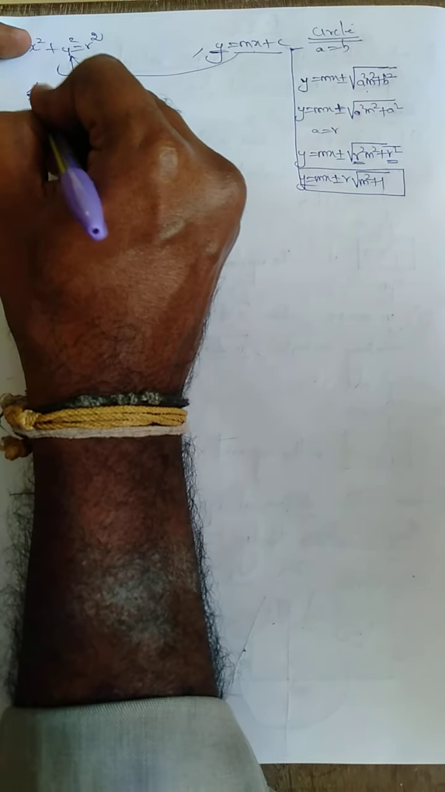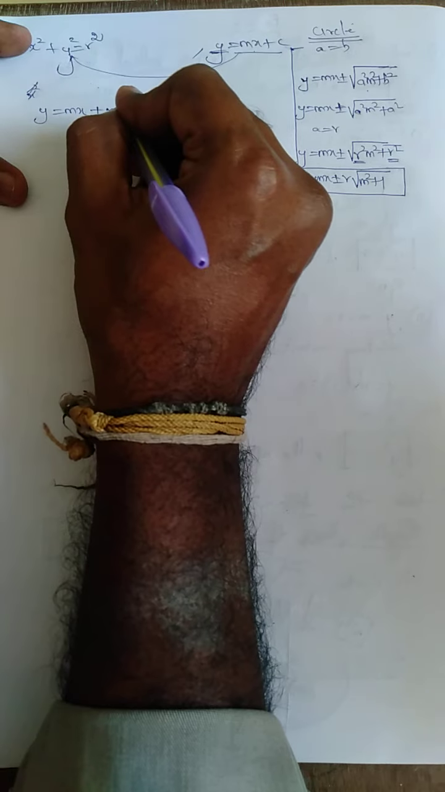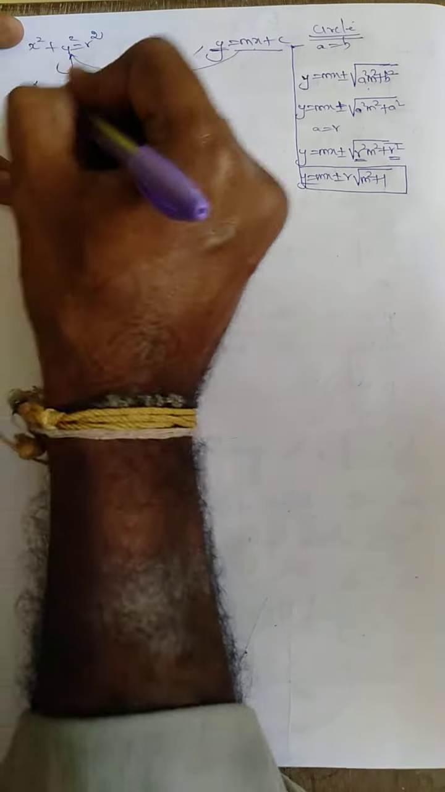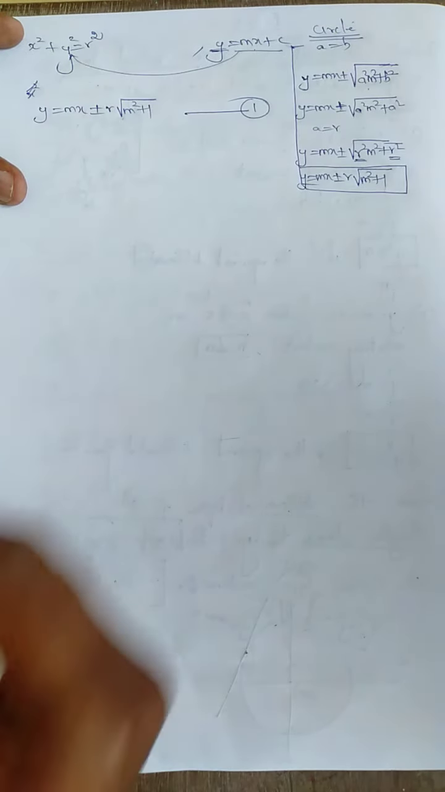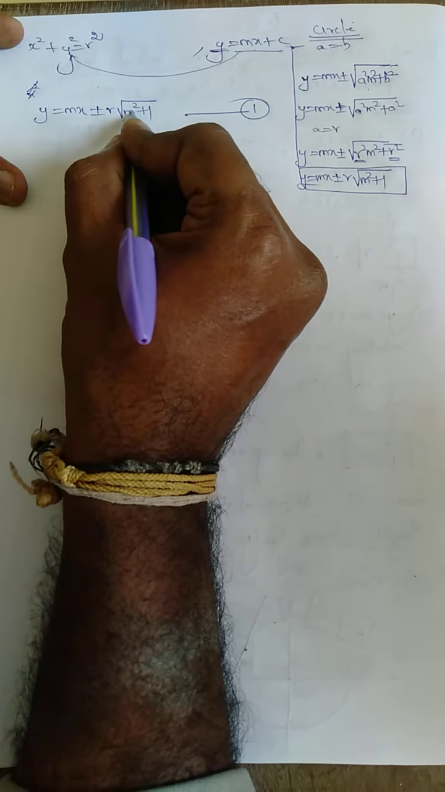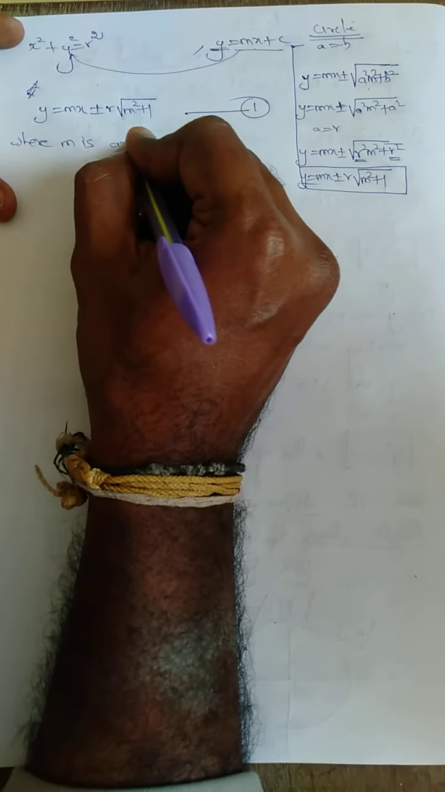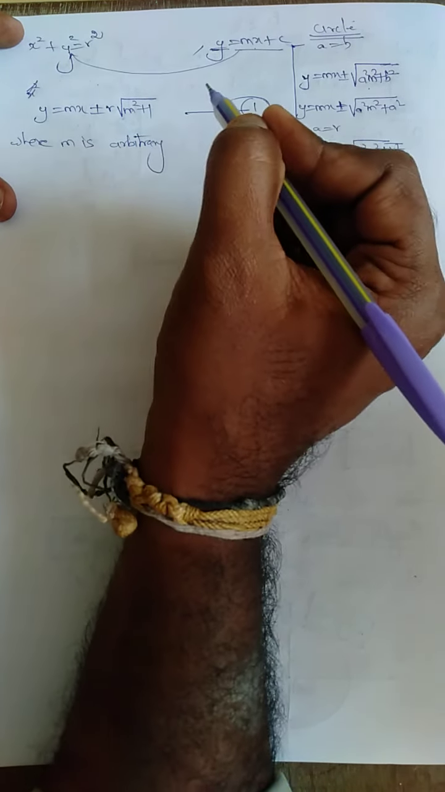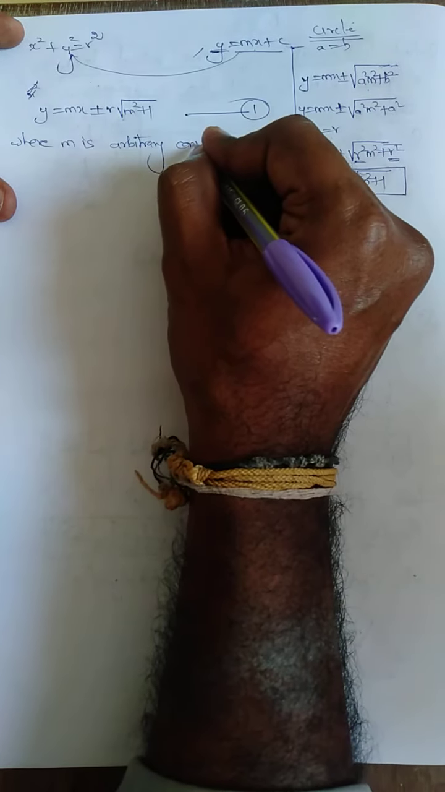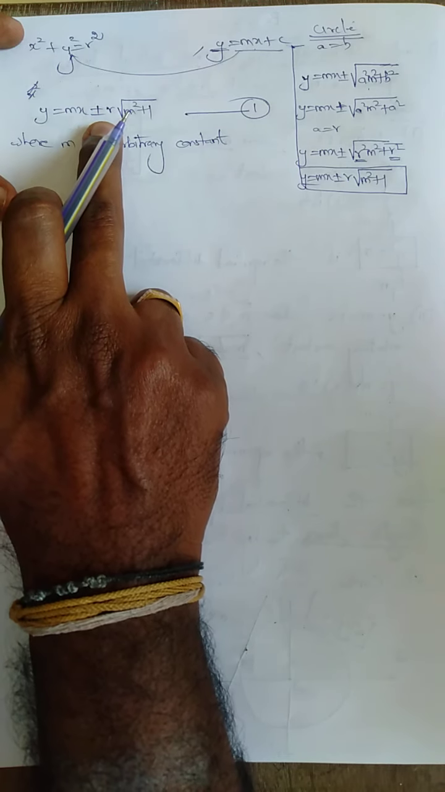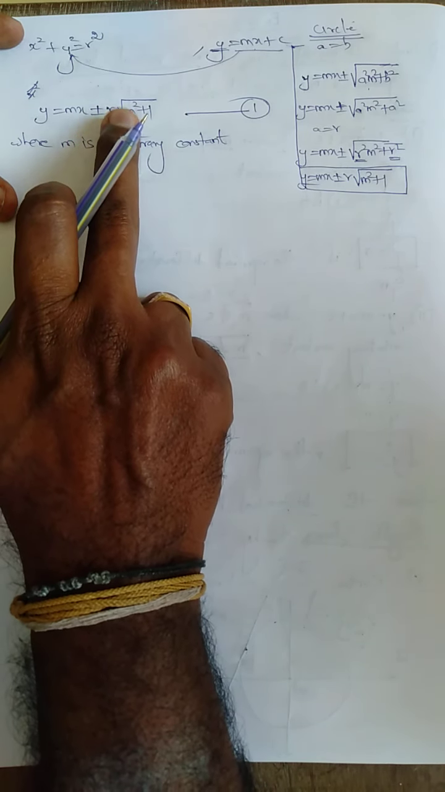Therefore, what is the equation here? y is equal to mx plus or minus r square root of m square plus 1. Using this only I am deriving this. Now we can do the differentiation. Here m is the only arbitrary constant. This is very important, because r is not an arbitrary constant, because r is given in the question itself. So r is not arbitrary, m is the only arbitrary constant.